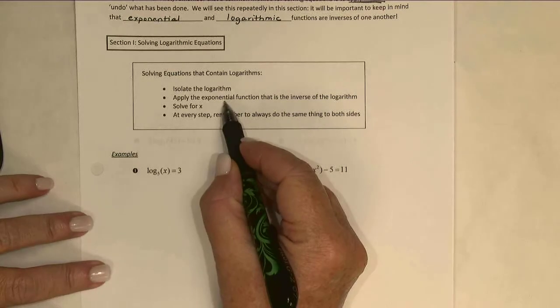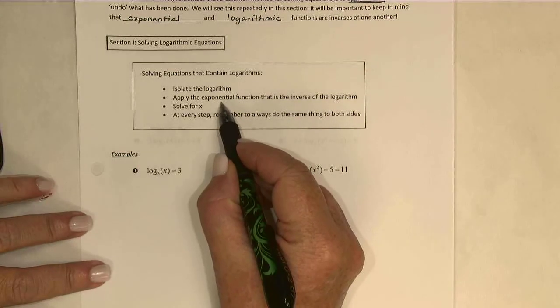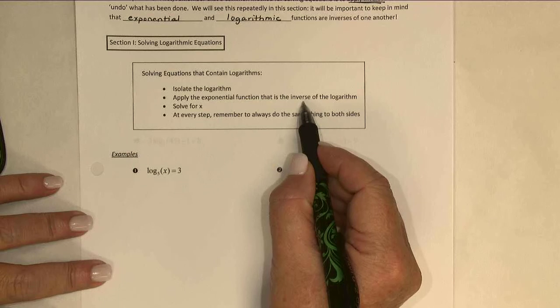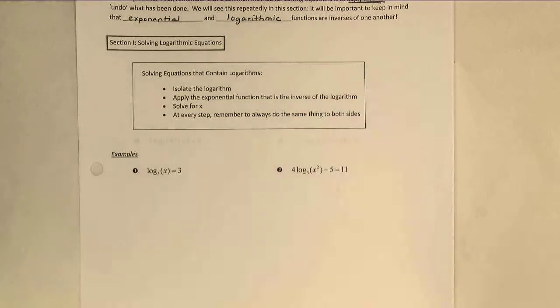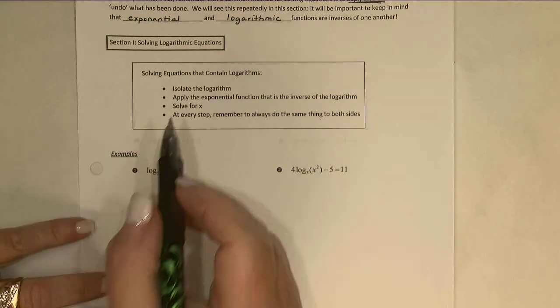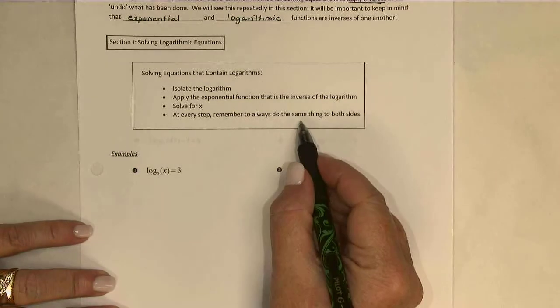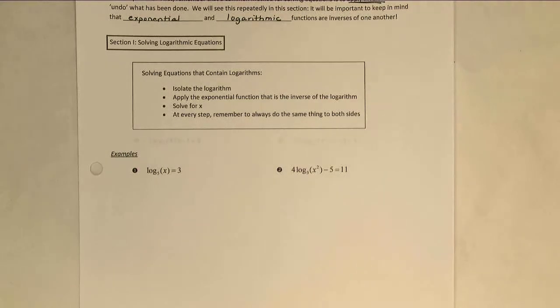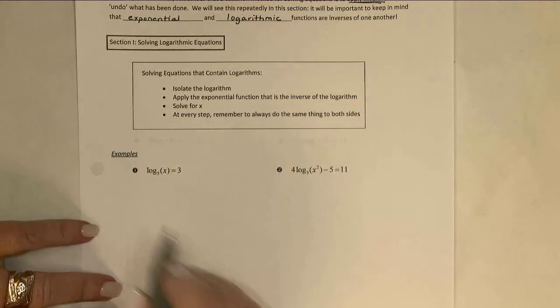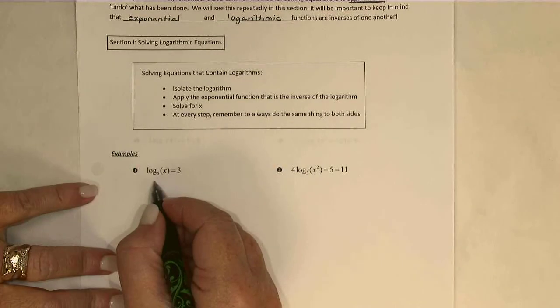Here's the inverse. We'll then apply the exponential function that is the inverse of the log, which should have the effect of canceling out the logarithm. They're inverse functions, they do and undo. At that point, we should simply be able to solve for x. No matter what we're doing, of course, we always want to make sure we're doing the same thing on both sides of our equation. So let's start here in example 1.